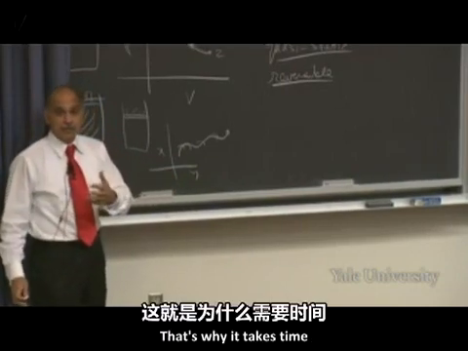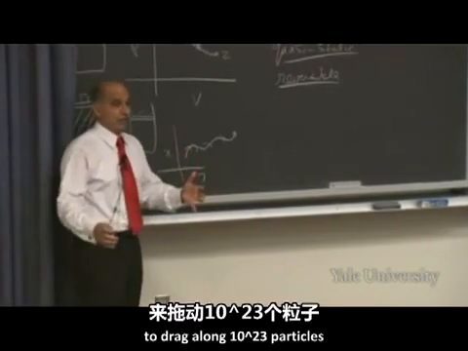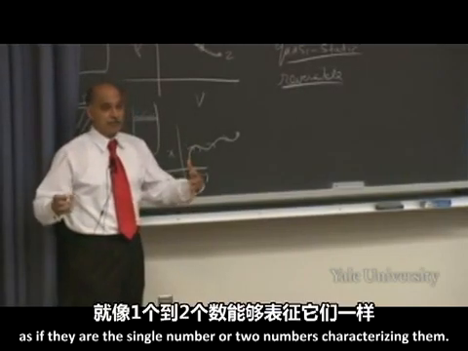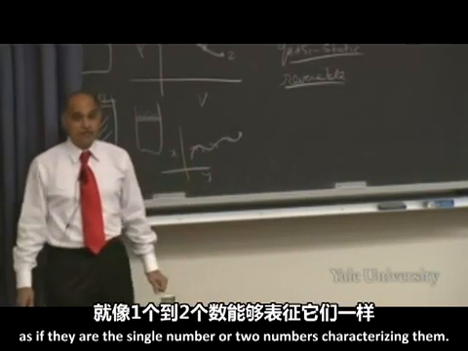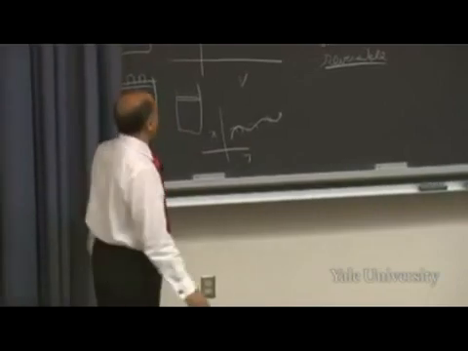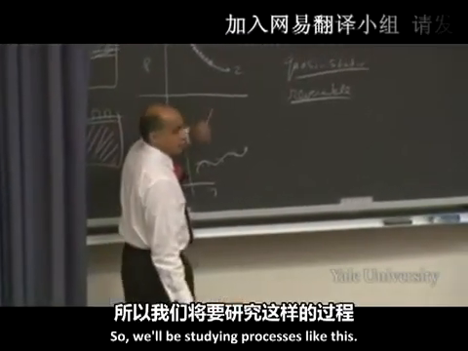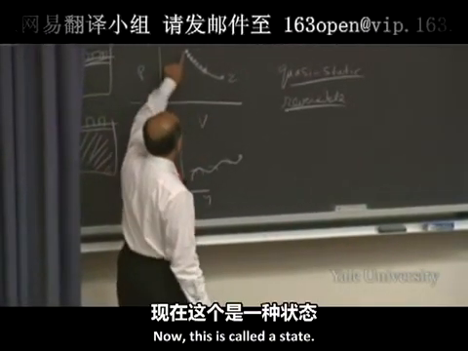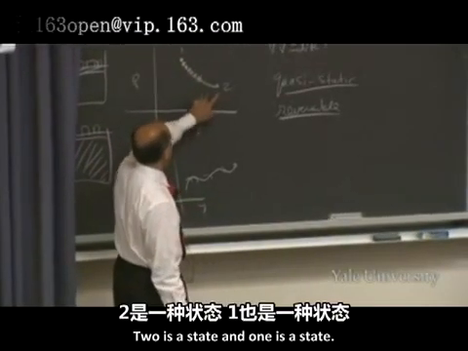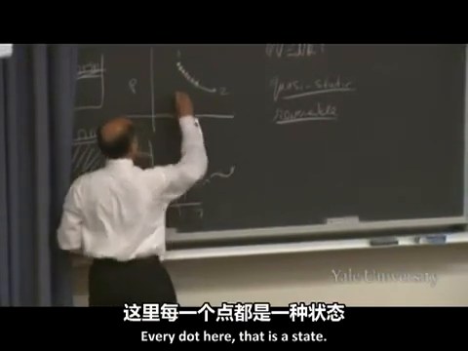That's why it takes time to drag along 10 to the 23 particles as if they had a single number or two numbers characterizing them. So we'll be studying processes like this. Now this is called a state. 2 is a state and 1 is a state. Every dot here, that is a state.